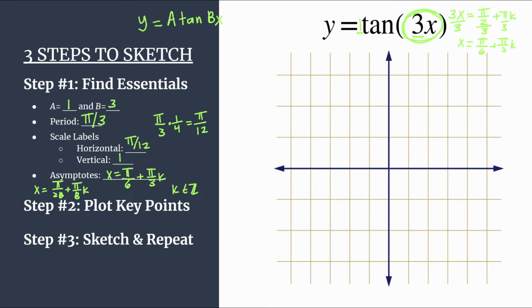One more note on this, the plus pi over 3k, that tells you that the asymptote happens once a period. And just knowing what the graph of tangent looks like, that makes sense. We have one asymptote per period.